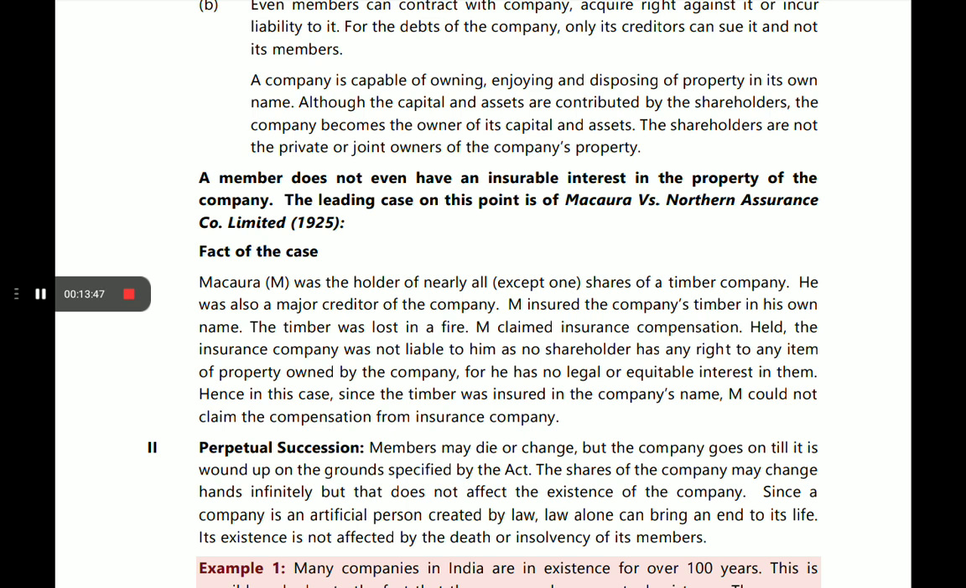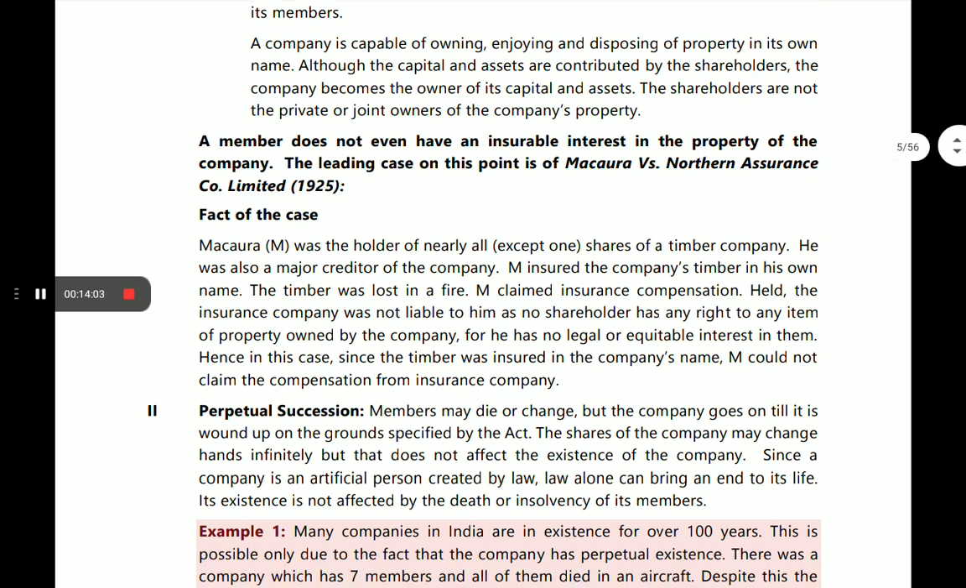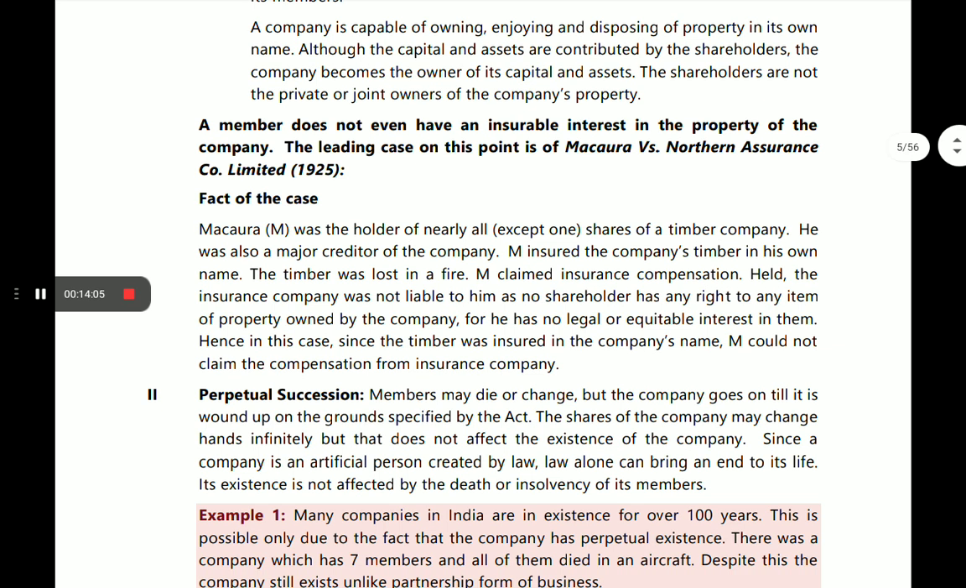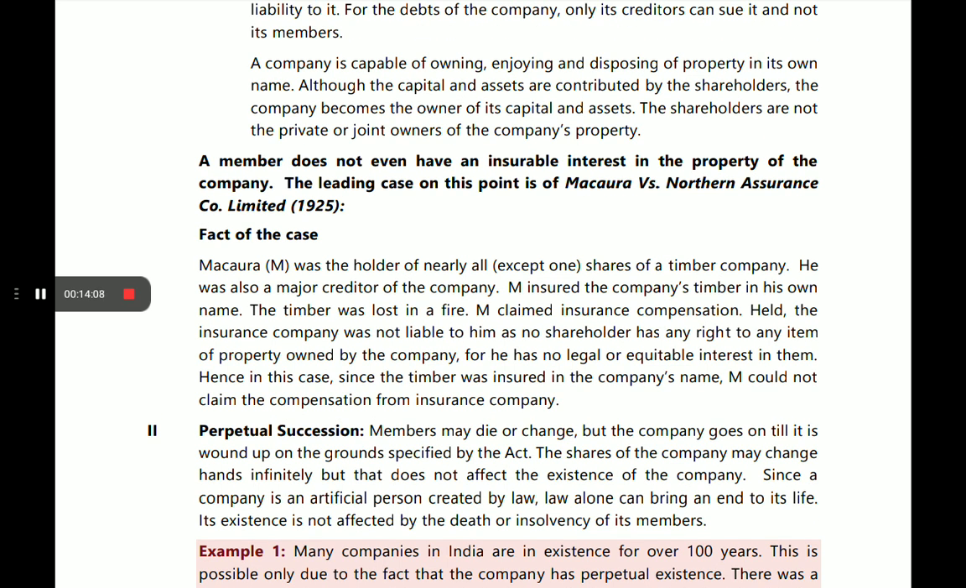M claimed insurance compensation. Held: the insurance company was not liable to him, as no shareholder has any right to any item of property owned by the company, for he has no legal or equitable interest in them. Hence, in this case, since the timber was insured in the company's name, M could not claim the compensation from the insurance company.